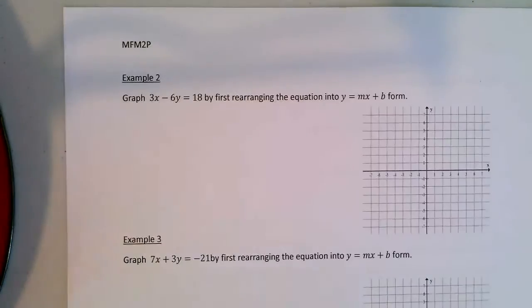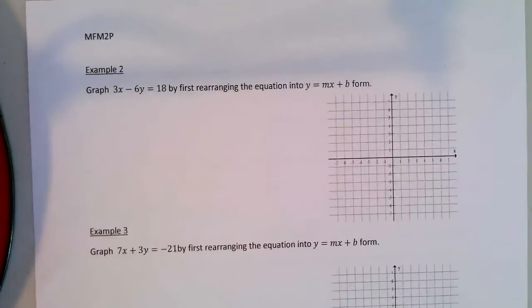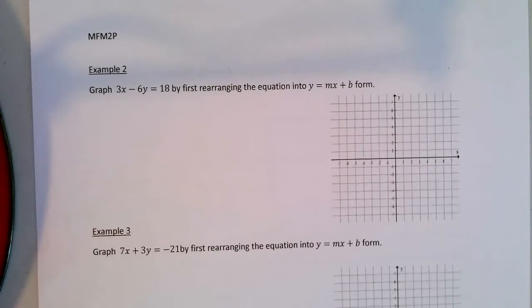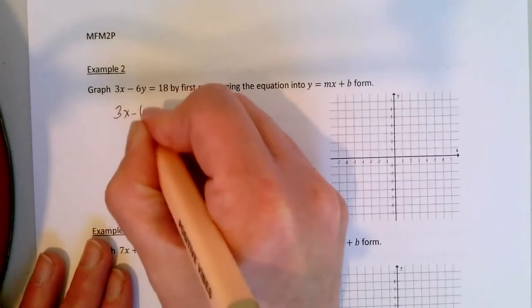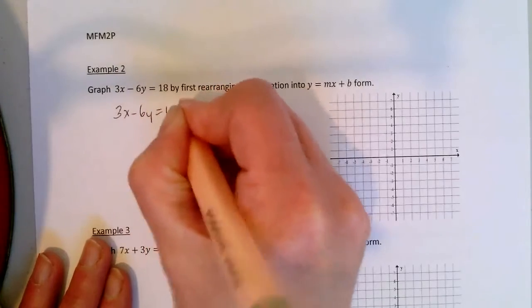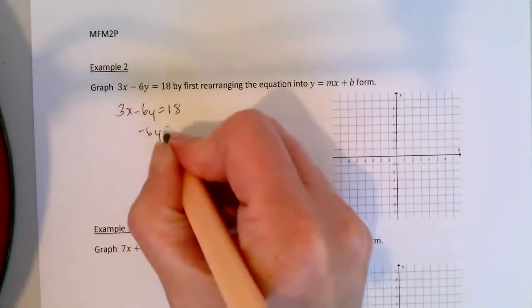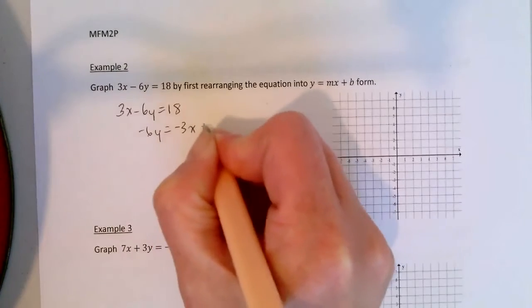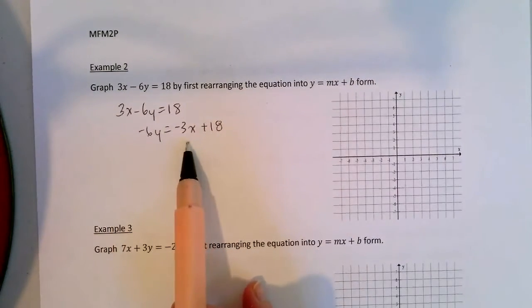Okay, so we've got some additional examples on the opposite side. So this time we're going to really focus on graphing using y equals mx plus b. So we have 3x minus 6y equals 18. So we're going to start by transposing the 3x to the opposite side, and it becomes negative.